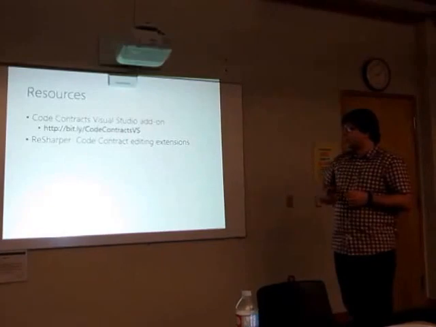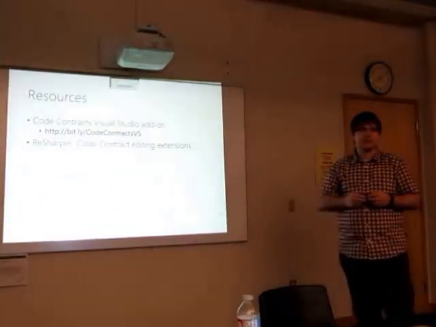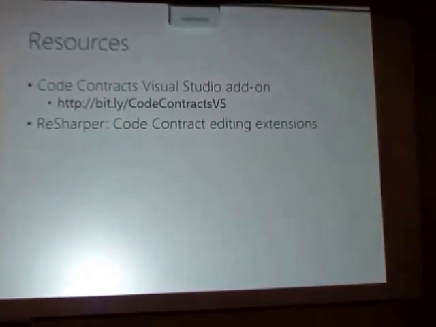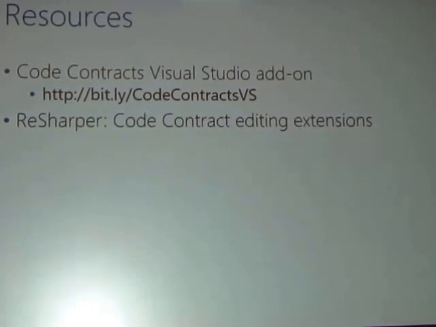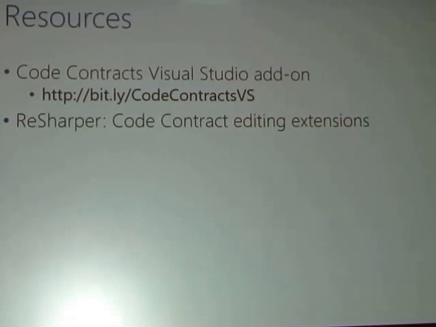And ReSharper. So if you use ReSharper, you can install an additional code contracts editing extension. It allows you to simplify your work with code contracts. For example, you can point at some argument of the function and say create contract for this argument, and it will automatically add a couple of contracts for this argument. So in the way ReSharper simplifies your work with C# code, it may simplify some work with code contracts.